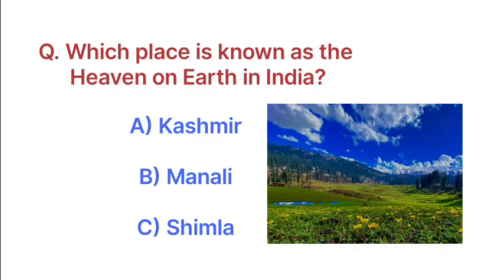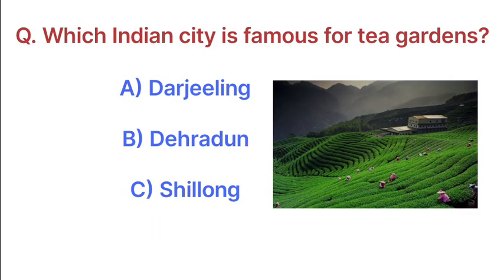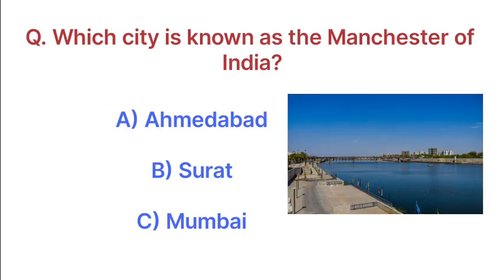Which place is known as the heaven on earth in India? Answer: Kashmir. Which Indian city is famous for tea gardens? Answer: Darjeeling. Which city is known as the Manchester of India? Answer: Ahmedabad.